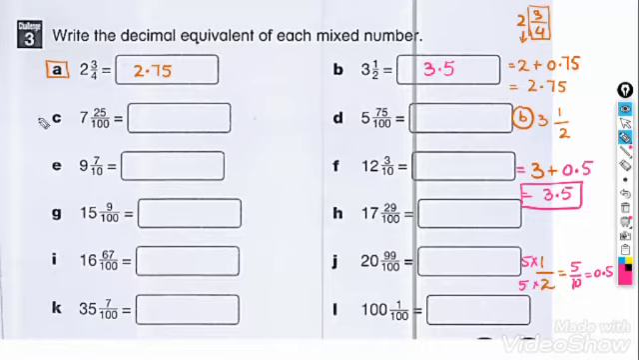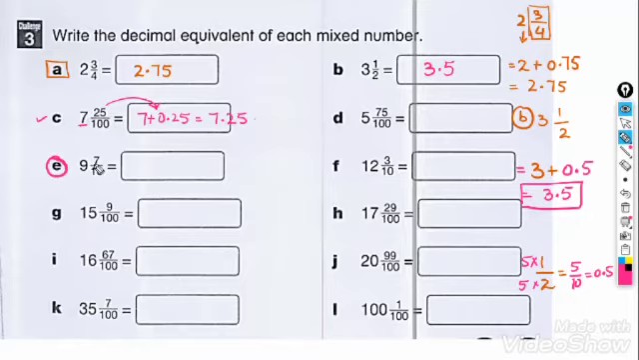Now the next, C part, is 7 whole 25 upon 100. So 7 will be written as it is, and 25 upon 100 we can change into a decimal. So it will be changed into 0.25, which gives 7.25. Now all of the questions are similar. Let me help you with the E part.